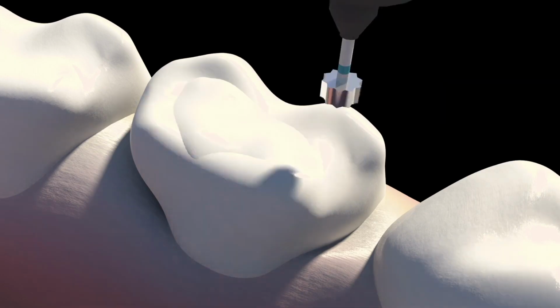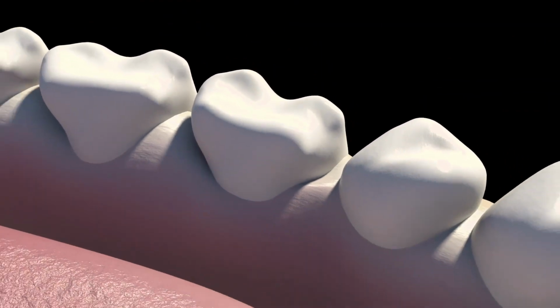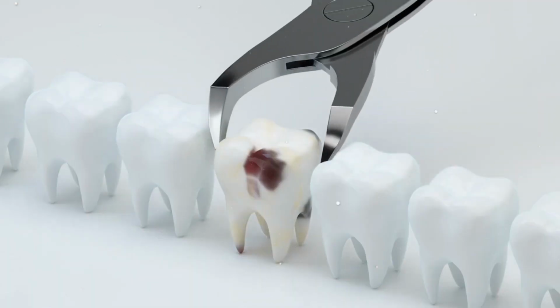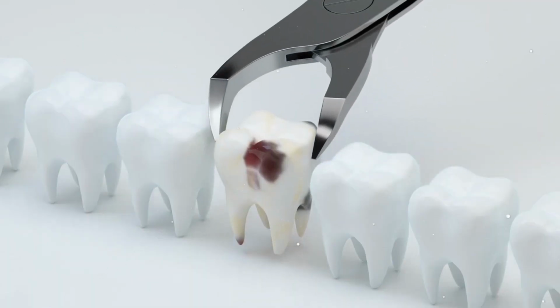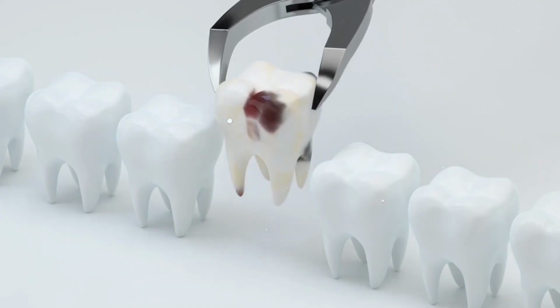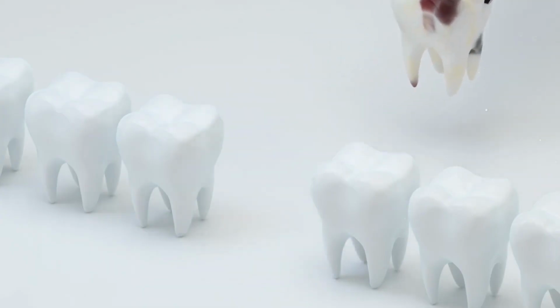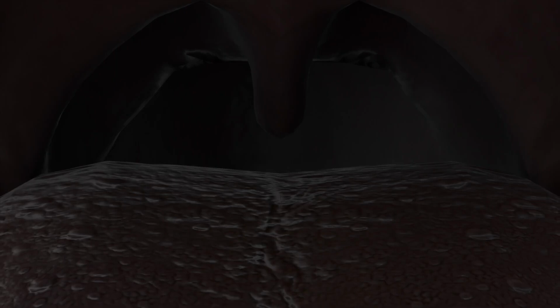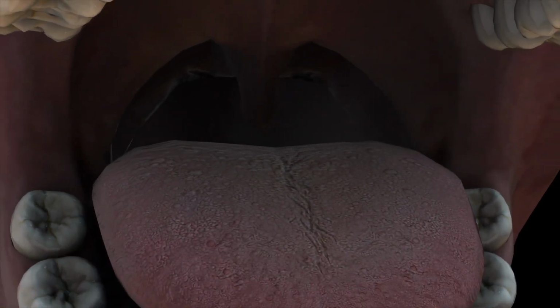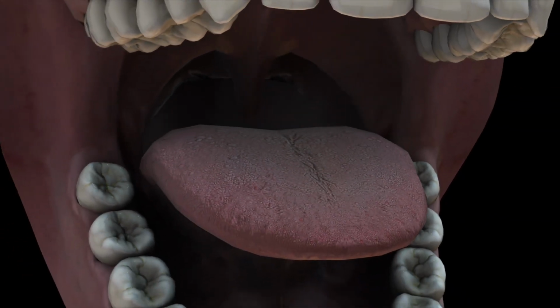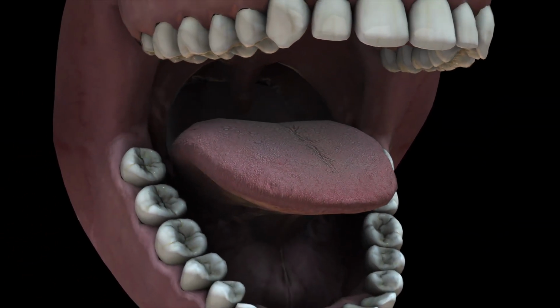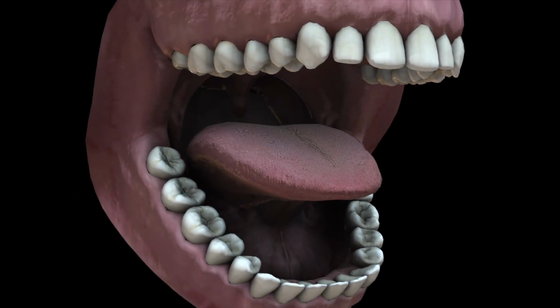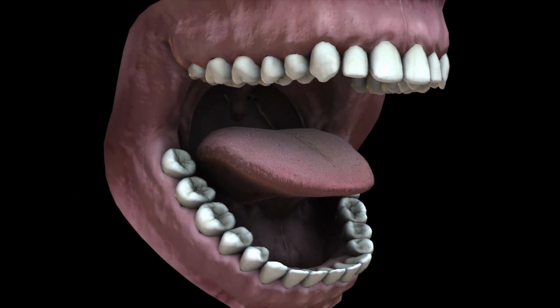Preventing dental caries is always better than treating it. Good oral hygiene is the most effective way to keep your teeth healthy. Brush your teeth twice a day with fluoride toothpaste, making sure to reach all surfaces, including the gum line and the back teeth. Floss daily to remove plaque and food particles from between your teeth where your toothbrush cannot reach. Using an antimicrobial mouthwash can further reduce bacteria and freshen your breath.